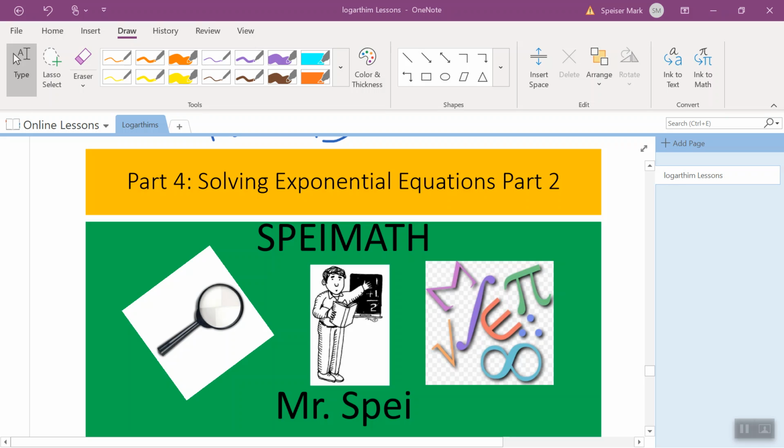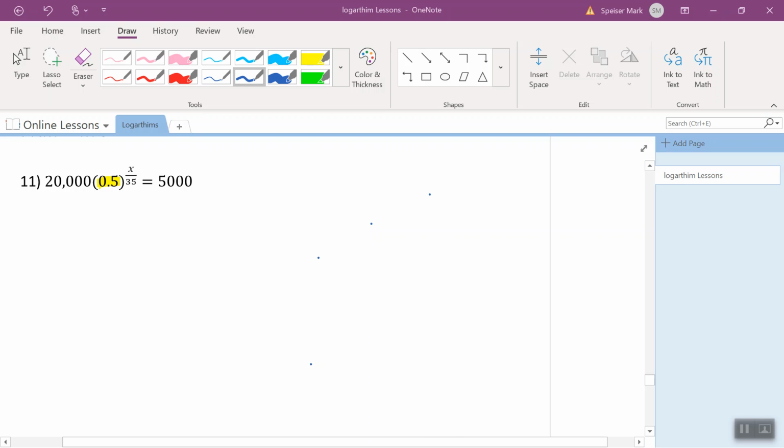This is Mr. Spy and this is the final video of my series on logarithms, solving exponential equations in real life similar equations. The first case is half-life. First example: 20,000 times 0.5 to the x over 35 equals 5,000. You want to get the part I highlighted alone, and that part tells you it's a half-life equation because the base is 0.5.